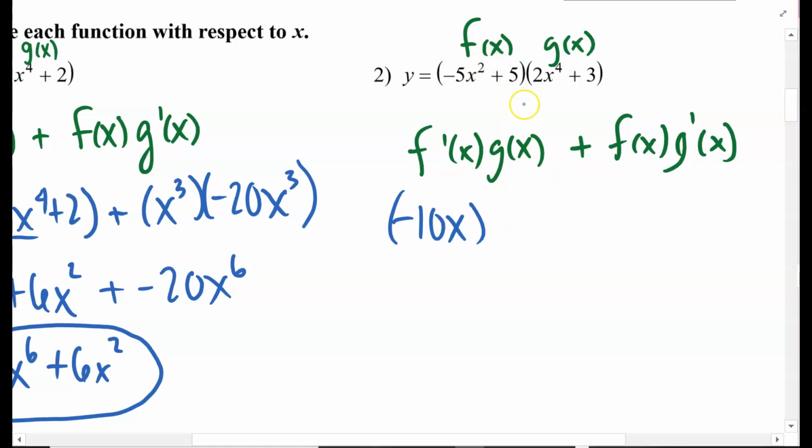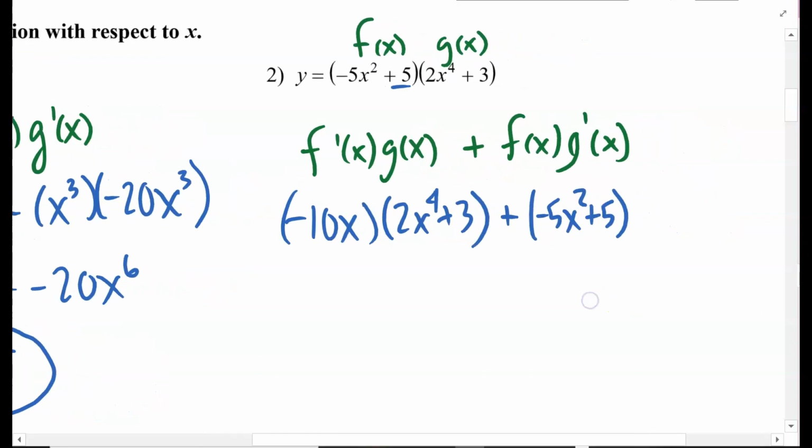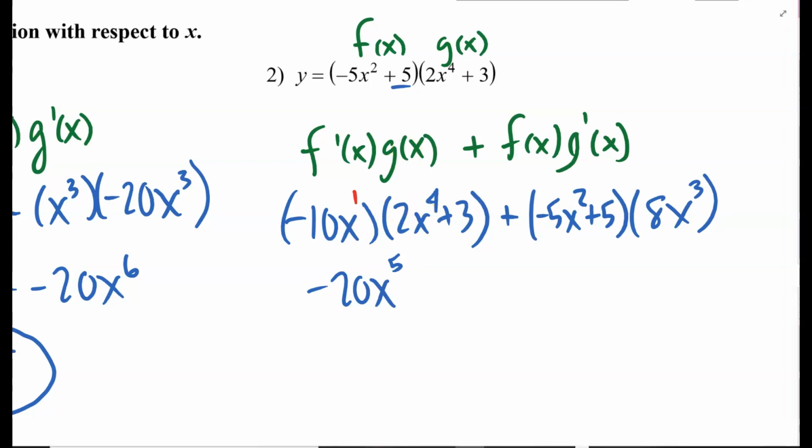The 5 is a constant, so it's just going to become 0 times the second plus the first, so our negative 5x squared plus 5 times the derivative of the second, and we just get 8x to the third. So the 4 drops down 1 to 3. And then again, distributive property to simplify, and so that's going to give us negative 20x to the fifth. Remember, there's a 1 on our x here, and so when we multiply x times x to the fourth, we get x to the fifth.